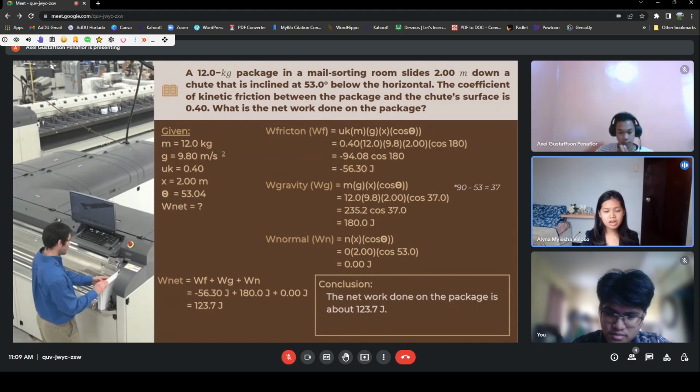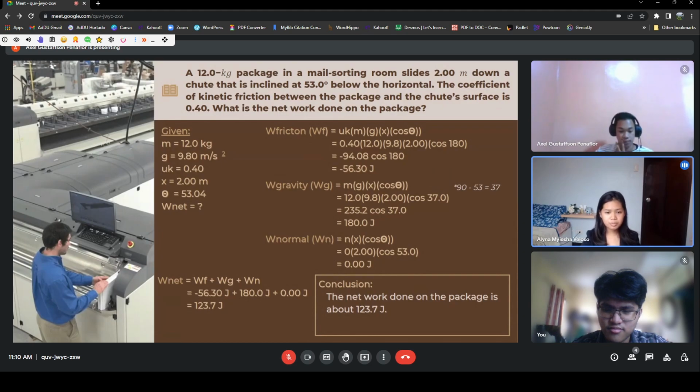The general formula to get the net work would be the work done by friction, gravity, and normal force. For the first, which is friction, the formula would be the given coefficient multiplied by mass, gravity, distance, and cosine of the angle. After that, input the values given, which is 0.4 times 12 kilograms, then 9.8 meters per second squared, then 2 meters, then cosine of 180 degrees. All in all, the work done by friction would be negative 56.30 joules.